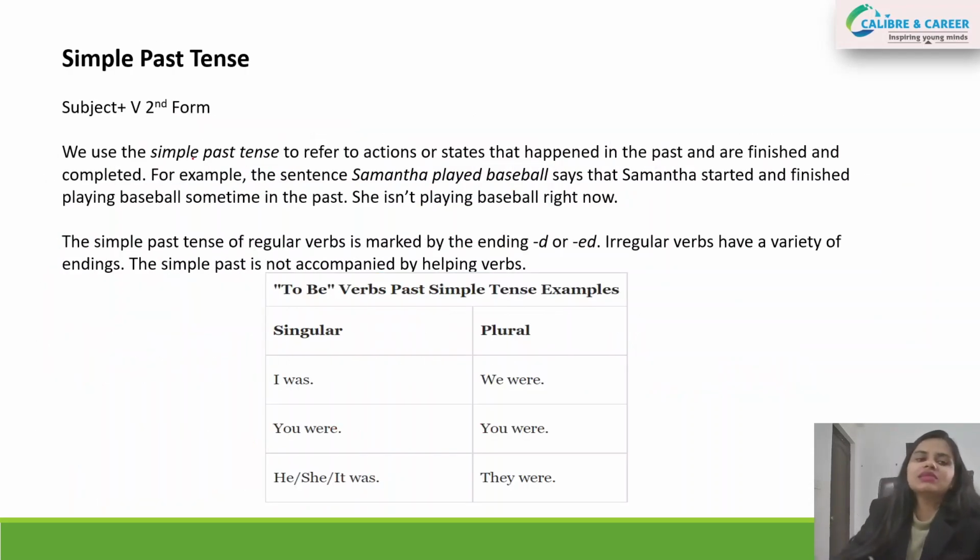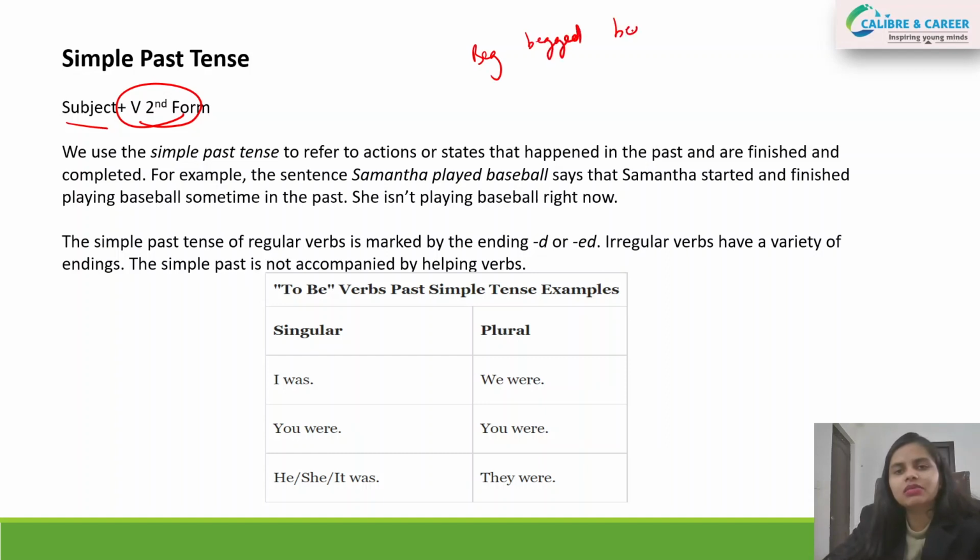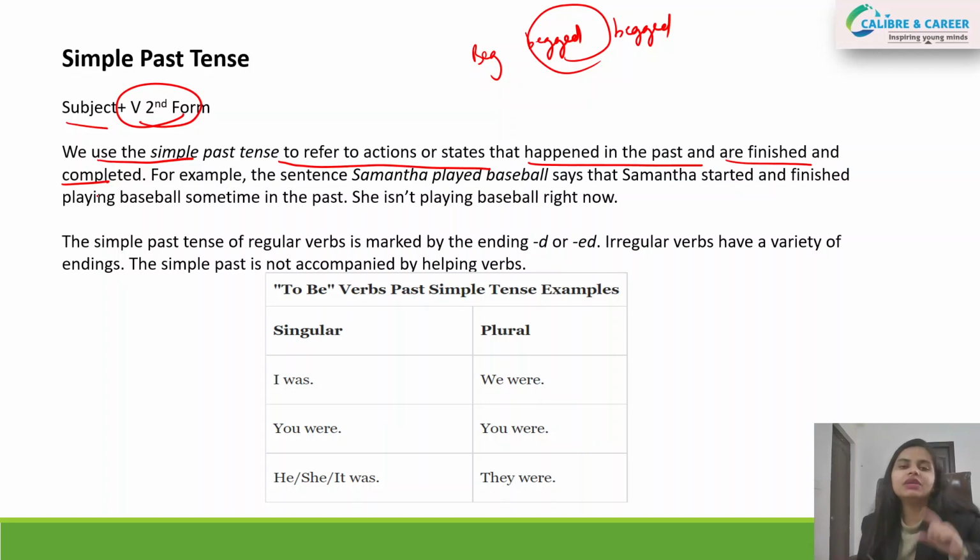Now simple past tense means subject plus verb second form. What is the verb second form? When I say beg, the second form will be begged, and the third will also be begged. So the second form of the verb is what you will use: subject plus verb second form. We use the simple past tense to refer to actions or states that happened in the past and are finished or completed. Remember this, when the action has happened, it has happened and it is completed, unlike the simple present tense that we were talking about.